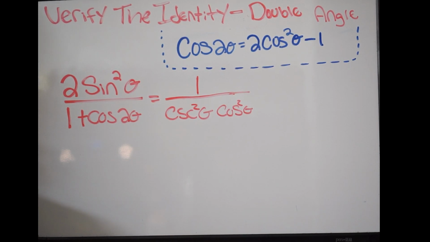Okay, so in this example, we're being asked to verify the identity, and we're going to have to use a double angle formula for cosine, right? So we've done an example like this in the past, so this will be example 2.